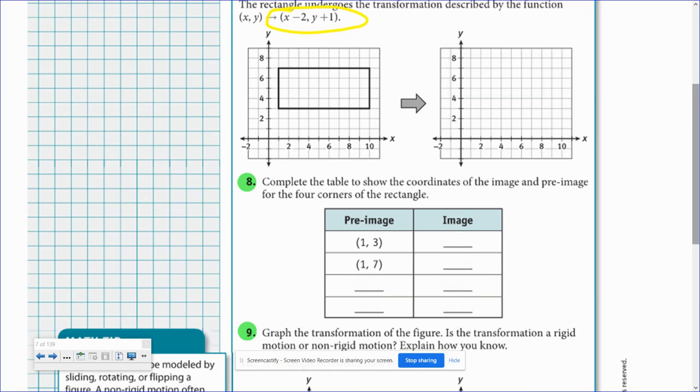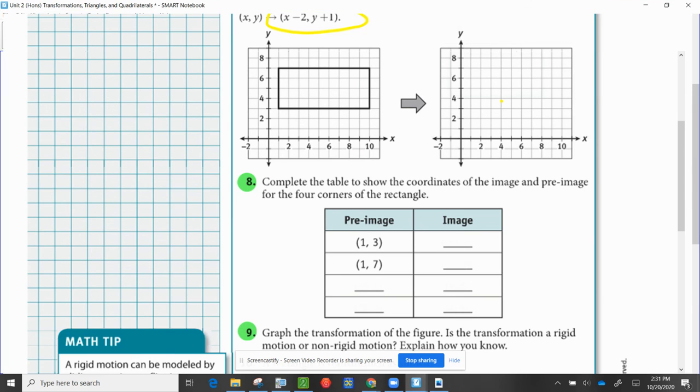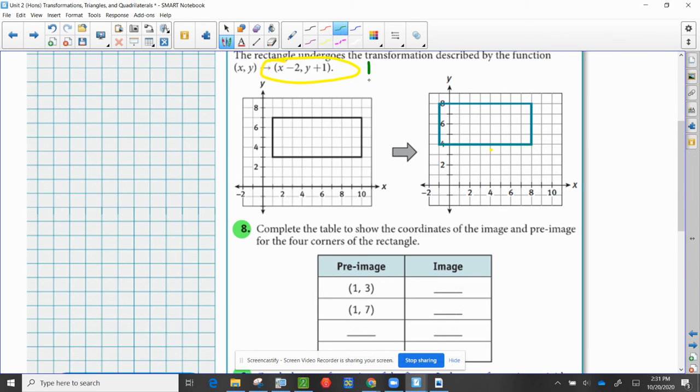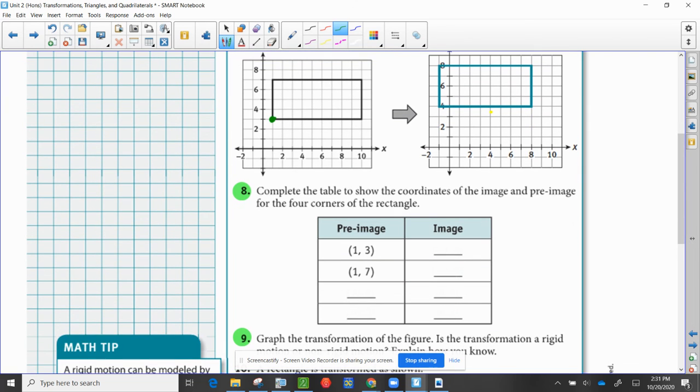Okay. Me personally, I probably would have graphed it first. I know I can take the figure and just shift all my points. Looks like we're going to go left 2 because it's x minus 2. And then all of our y values up 1. So each point here went left 2 and up 1. Now that I have it graphed, you can fill in the table.